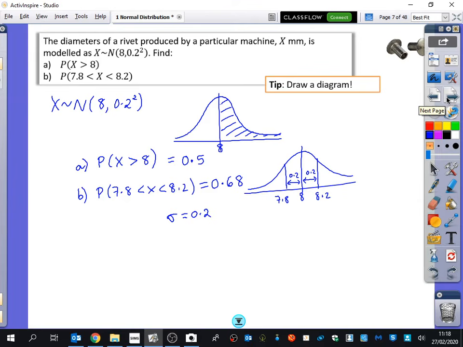If I then said, I'm going to add in a bonus question. What is the probability that x is greater than 8.2? So I'm going to draw a diagram now. And I want to see if anyone's smart enough to think what this is.